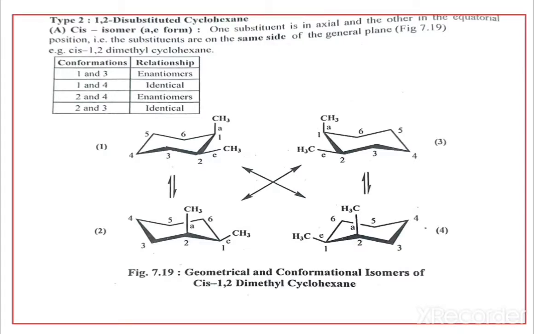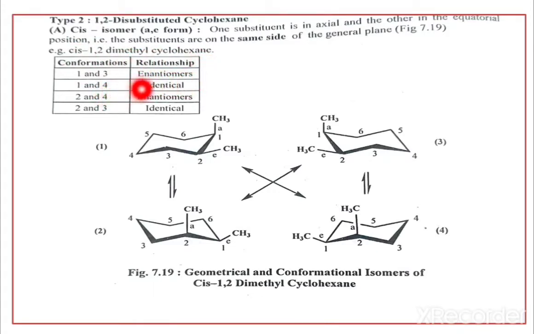Number A, cis isomer, that is the axial-equatorial form. Cis isomer means the axial-equatorial form. Here one substituent is in the axial position and the other is in the equatorial position. That is, the substituents are on the same side of the general plane. For example, here the cis 1,2-dimethylcyclohexane.